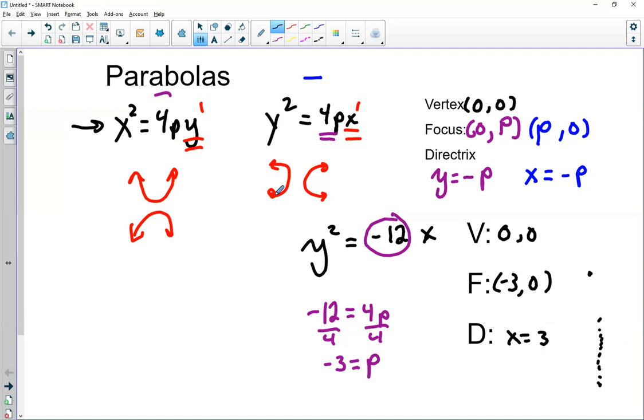Do you have to write x equals 3? If you just write 3, technically, I don't know if it's x equals 3 or y equals 3, so you need to show it. How do you know if it's x or y? Whichever variable is by itself.